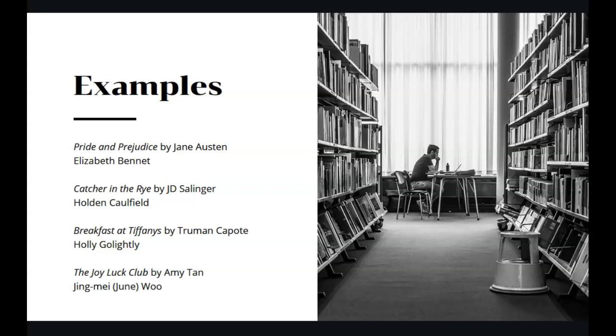And then finally, we also have The Joy Luck Club by Amy Tan. And we have the character Jingmei Wu, I hope I'm pronouncing that correctly, who also goes by June. She's the main character in this, and we get a lot of internal information, a lot of internal storytelling about Jingmei and what happens to her, and how she's involved in her own internal narrative.